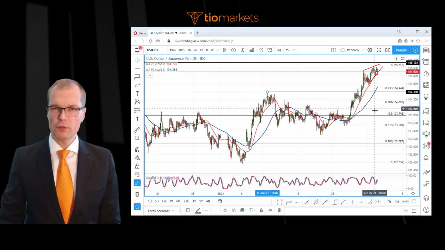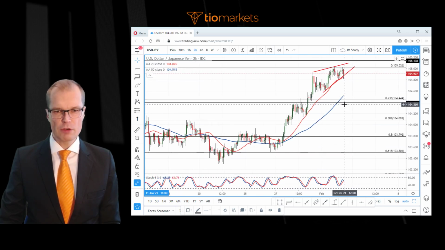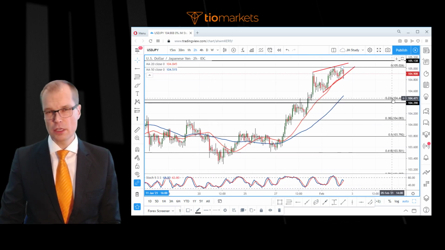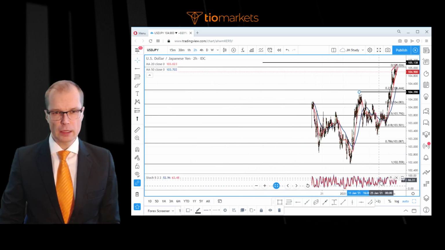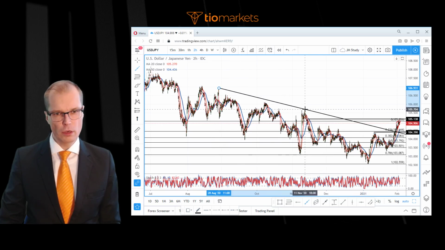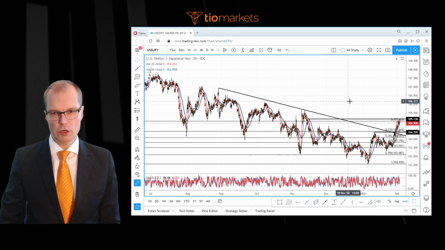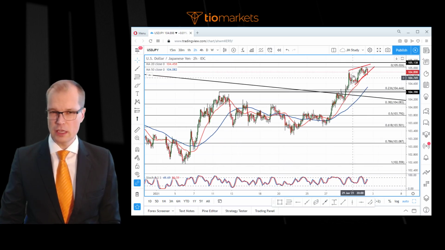So we have a couple of things coming together here. We have a resistance that was penetrated. We have 23.6 Fibonacci retracement, and we have the 50 period moving average. And also, if we look at the long-term picture, we can see that we do have a long-term trend line that was broken, and it coincides with the same area.